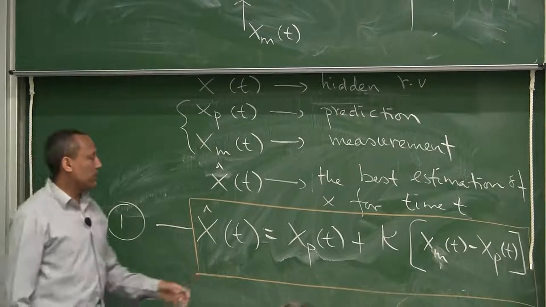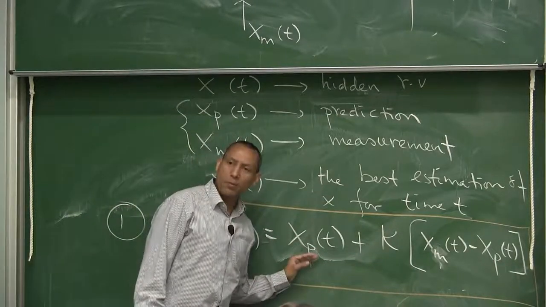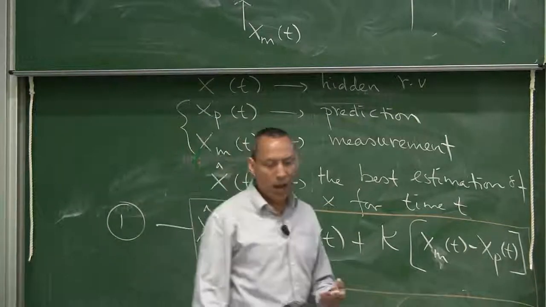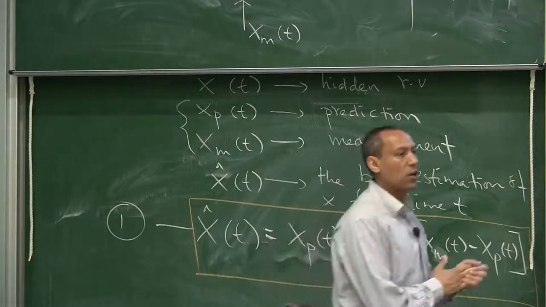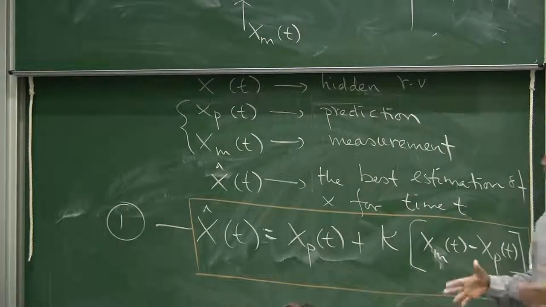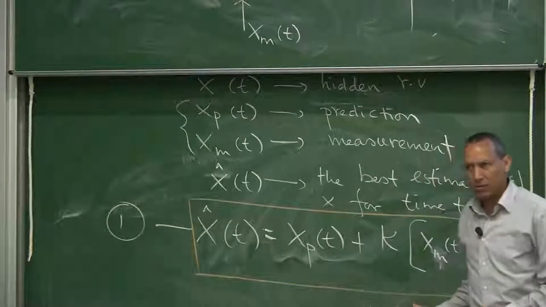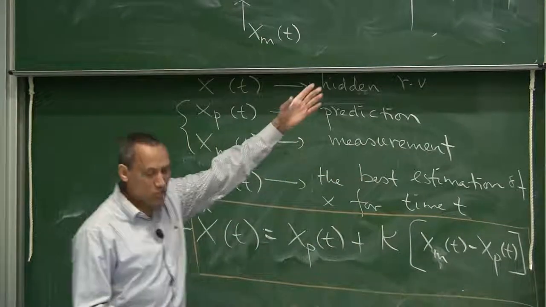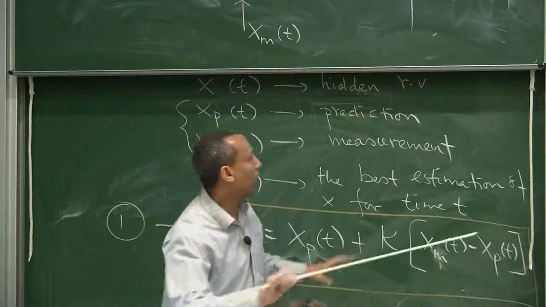Now, how can we make this prediction is the second step. How can we make prediction? What are the types of processes we deal with to make this? Measurement is always easier, but how can we do the prediction? So let's just go back to the R window here.